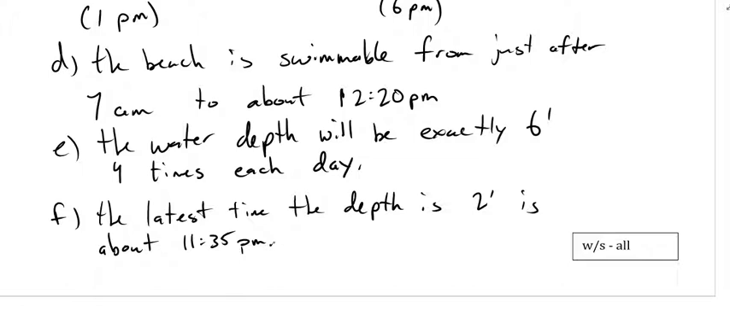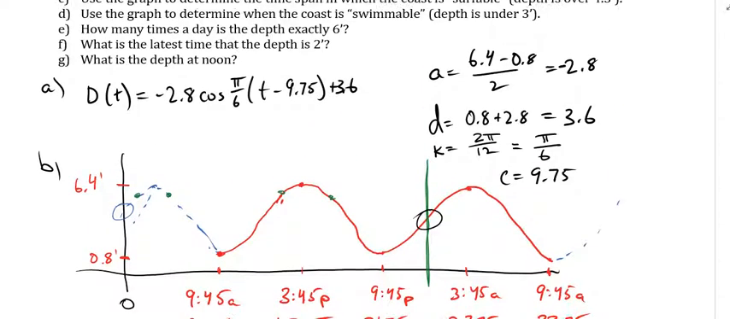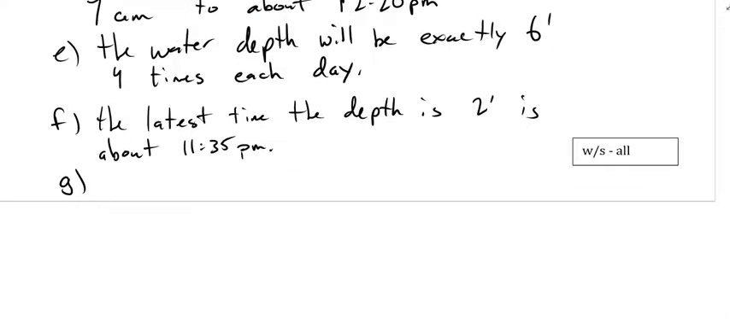Now here's a question you absolutely can answer without a graph, without technology. We'd use our calculator. But question G, which says, what is the depth at noon? How am I going to figure that out? Layla? Sub 12 in for T into our formula.